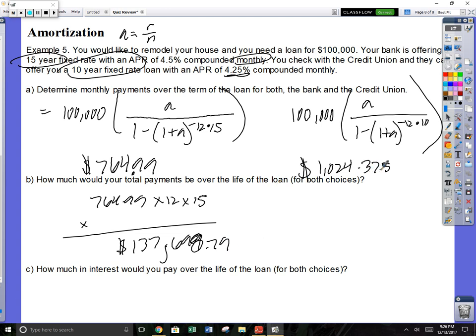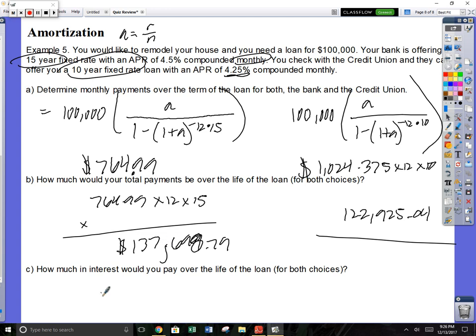Same thing here. Times this by 12, but then times it only by 10 years. And that's going to be 122,925.04. So your credit union is a lower rate. You're now 10-year fixed compared to a 15-year fixed. You're going to end up only paying 122 grand, 123 to borrow. This one you're going to have to pay almost 138.